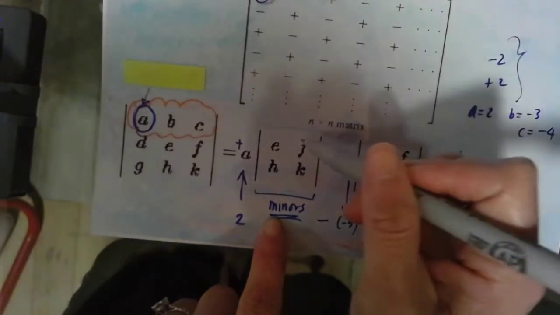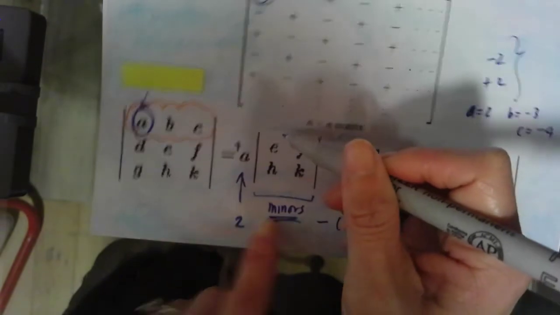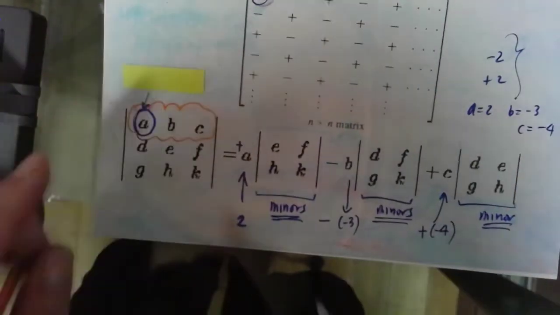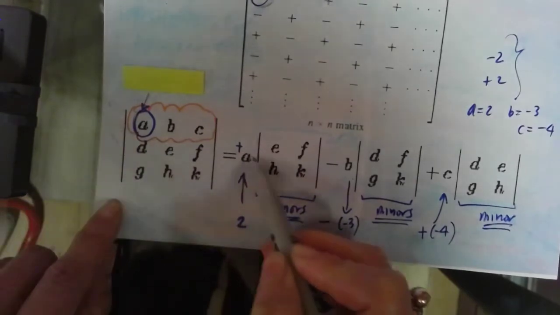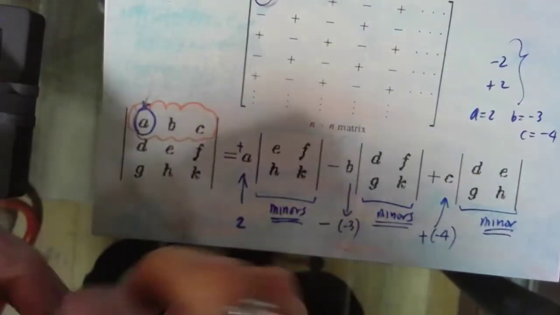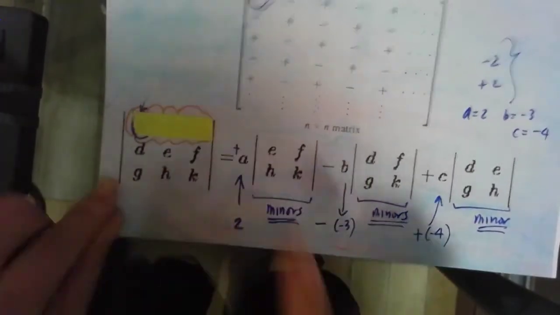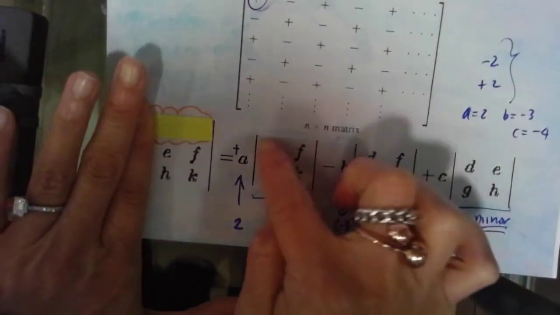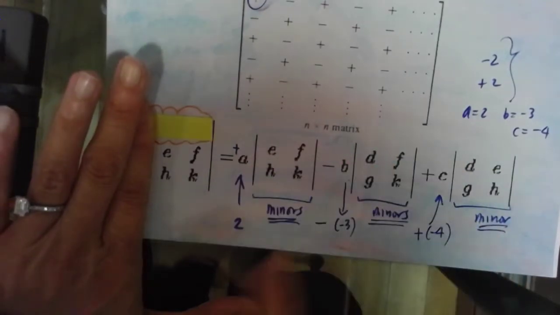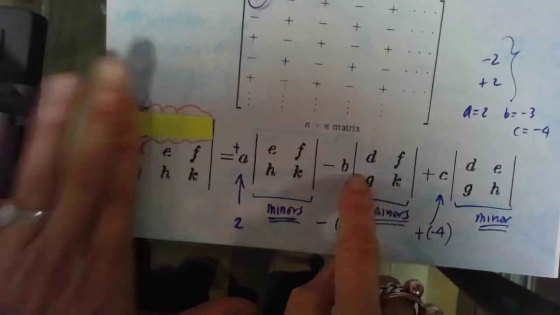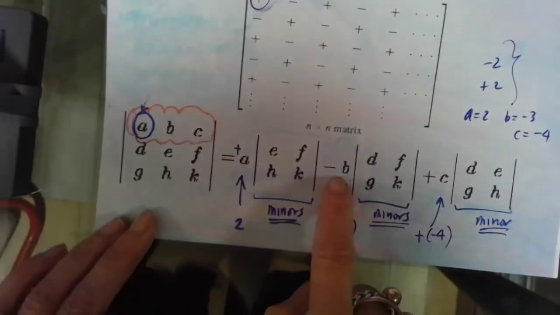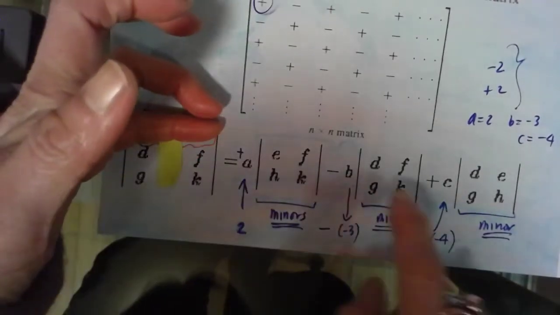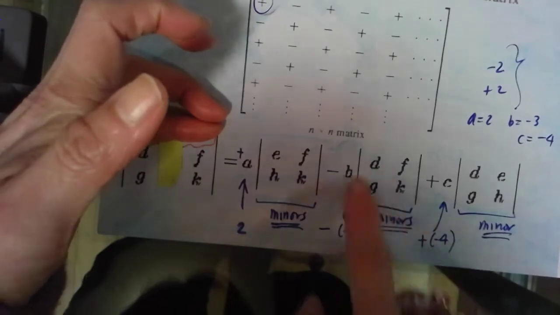They're basically the 2 by 2 matrices that are formed if you take out the first row and first column that A is in. Look, A is here. If I take out every row and column that A is in, I create a 2 by 2 matrix. And what I do is find the determinant of this small minor. Look at B. I take away every row and column that B is in. What am I left with? D, F, G, K. And that's the minor that I've created.